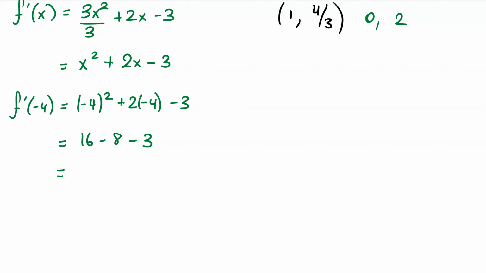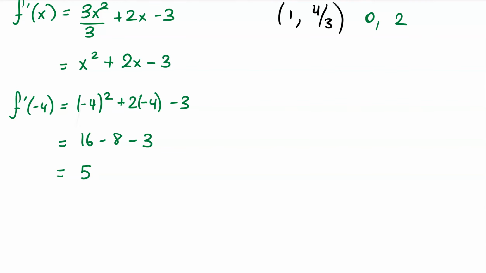Therefore, we get 8 minus 3, which is 5. Hopefully I'm correct. 5, so since that's positive, when x is equal to -4, the gradient at that point is 5. That's a positive gradient. So we know the function is increasing before it reaches our maximum.